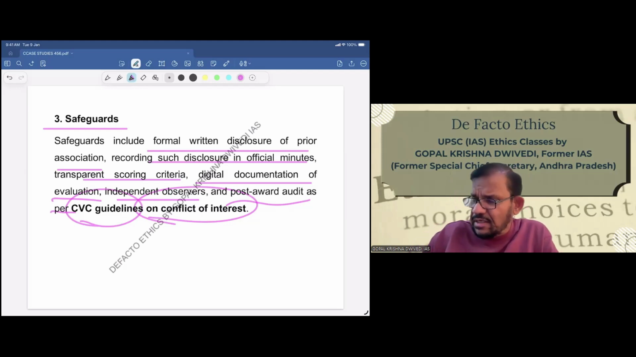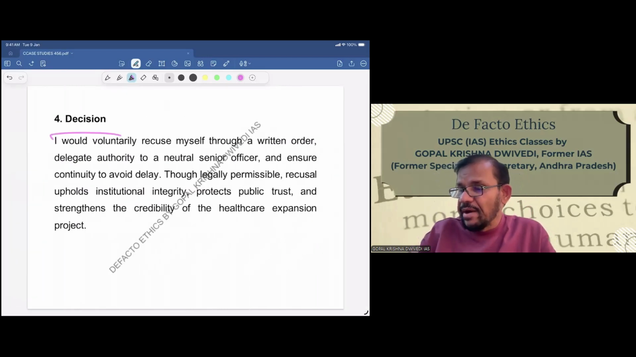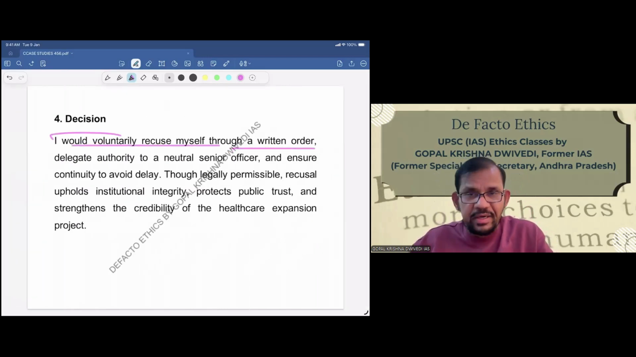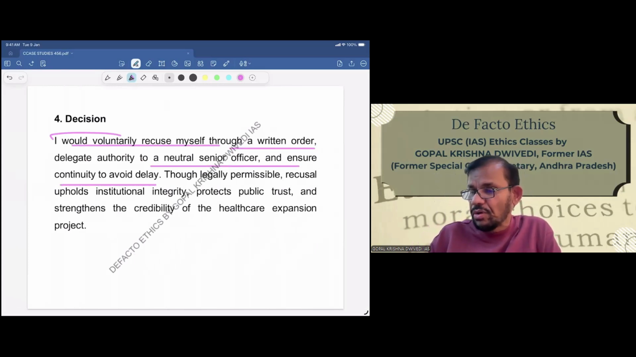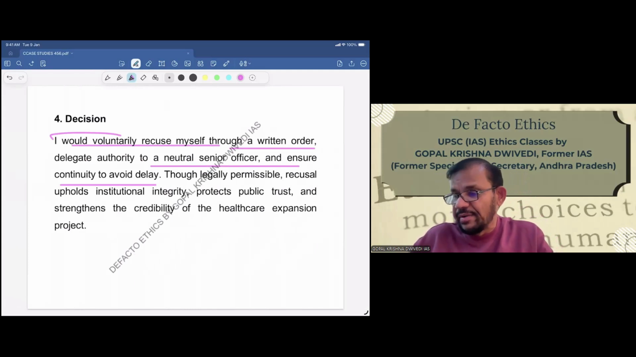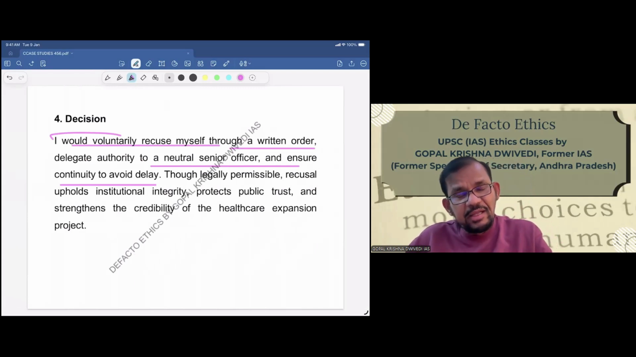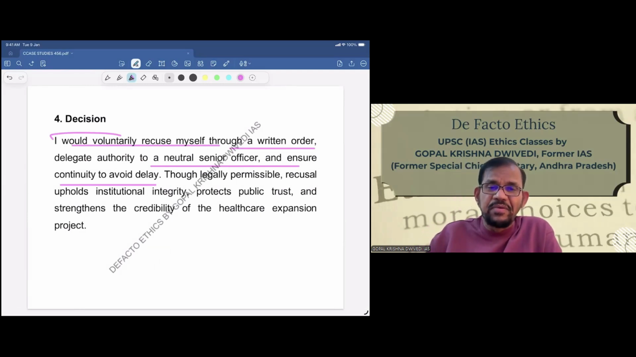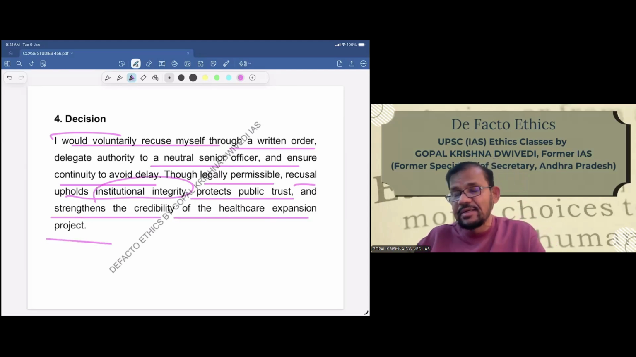So keeping these things in mind, what course of action will I suggest? Now let us see the fourth question. Decision. I would voluntarily recuse myself through a written order, delegating authority to a neutral senior officer and ensure continuity to avoid delay. So first thing, I will recuse, delegate it to another senior officer. But since delay will affect the healthcare system in the district, just to avoid the delay, I will ensure continuity with the senior officer. So though legally permissible, recusal upholds institutional integrity, protects public trust, and strengthens the credibility of the healthcare expansion project.